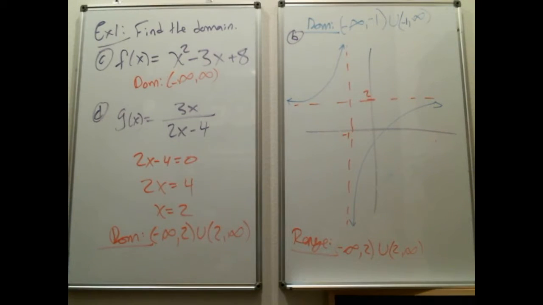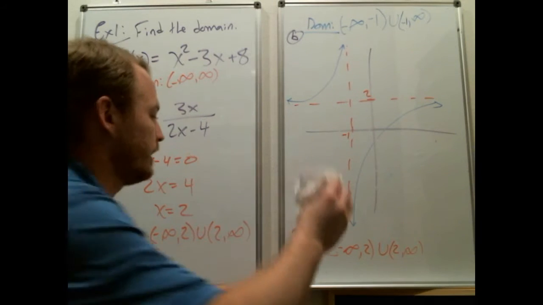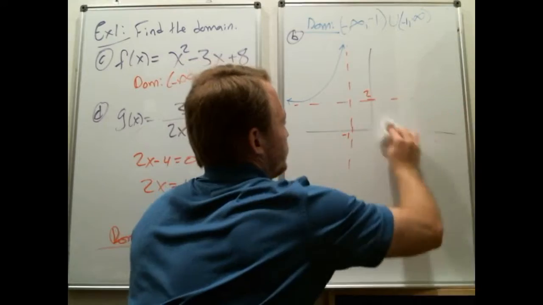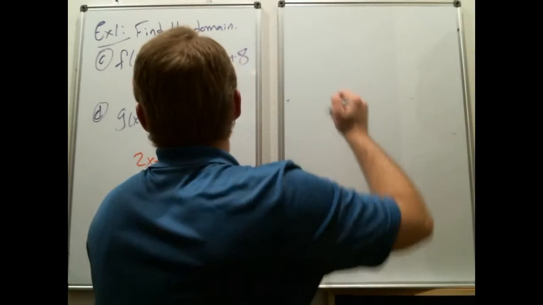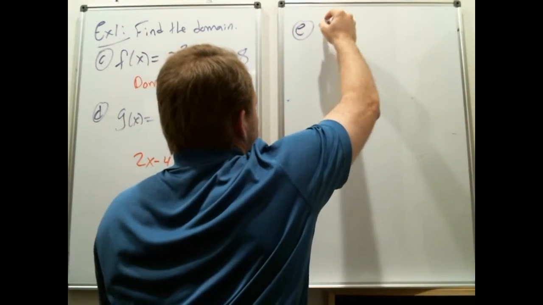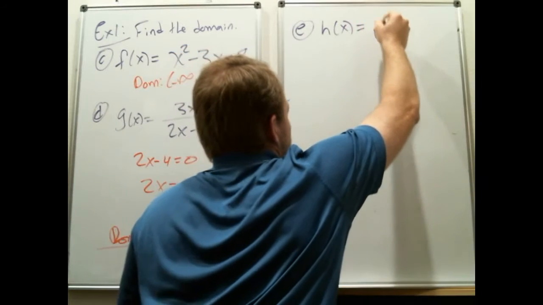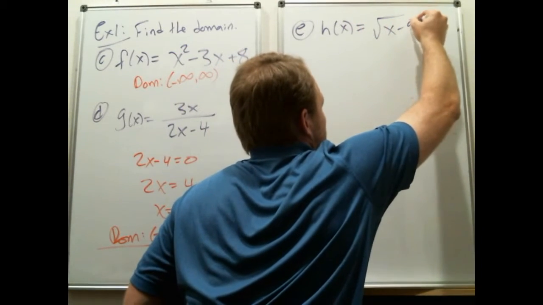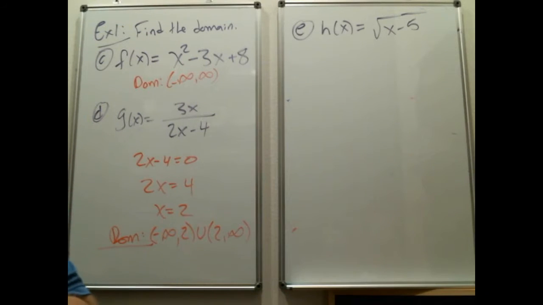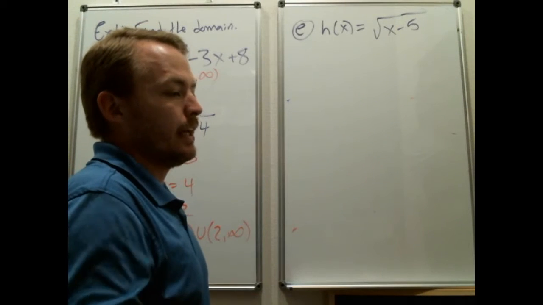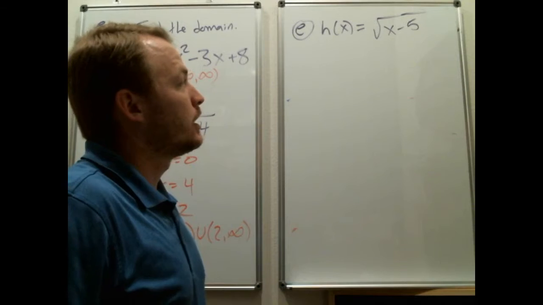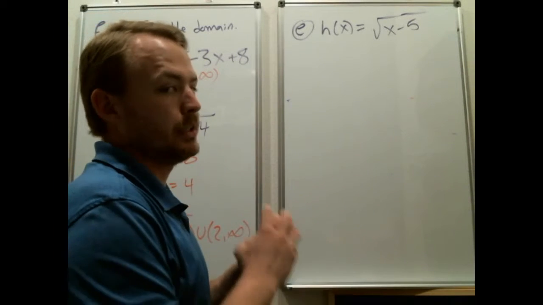Alright, and let's look at one more over here that will be helpful. E, let's call this h of x, the square root of x minus 5. So if we have a square root, ask yourself, what can we not have inside? What can we not take the square root of? We can't have a negative number, or anything less than 0.